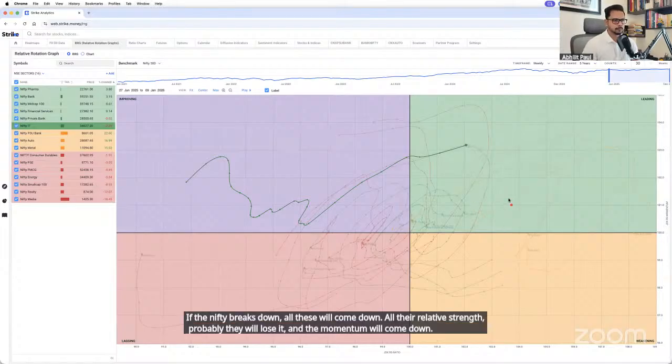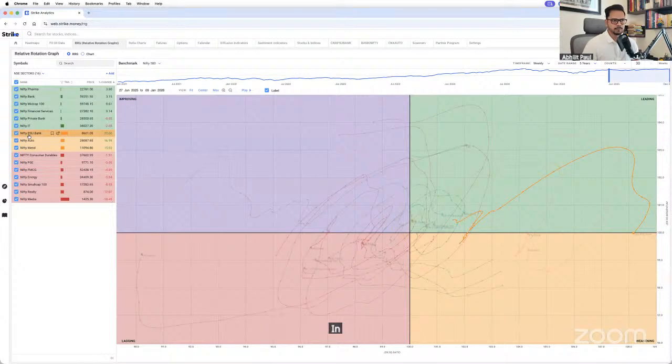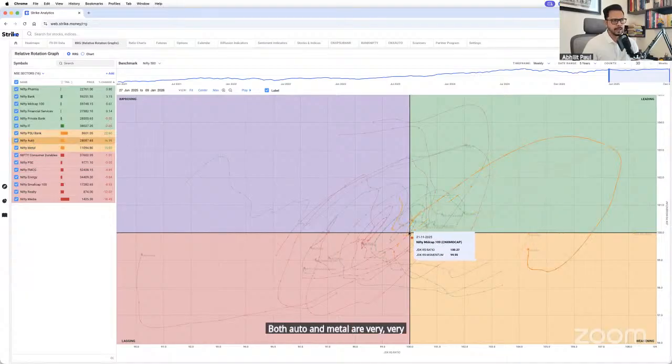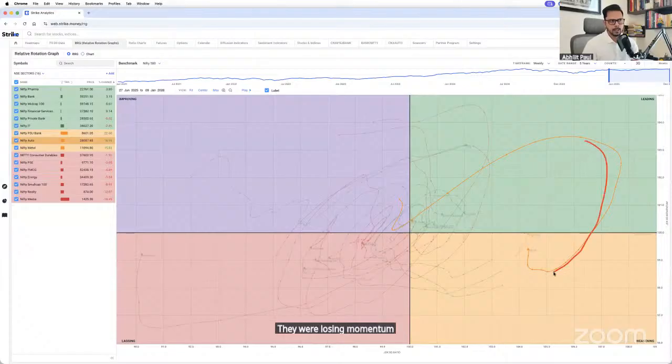Now let's come to weakening. In weakening, we have PSU Bank, we have already covered, and we have auto and metal. Both auto and metal are very, very similar. Their distance from this point is quite a bit. So they have the relative strength. They were losing momentum, and off late they have started to pick up momentum.